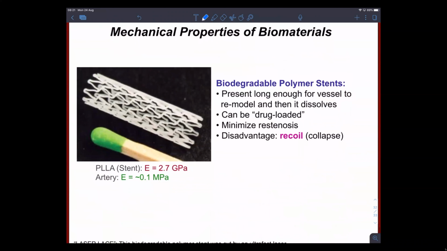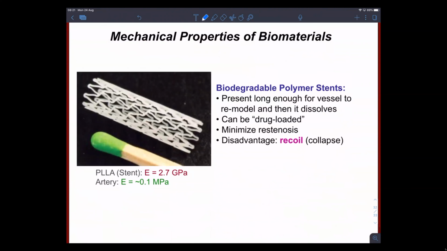Now, one of the cool things, and this is where there's a lot of application in the polymeric biomaterials, is biodegradable polymer stents. So most of you have probably seen these as arterial implants to hold open those arteries. You can use biodegradable polymers in there. So what happens is they're there long enough to allow the artery to remodel, and then it starts to dissolve.